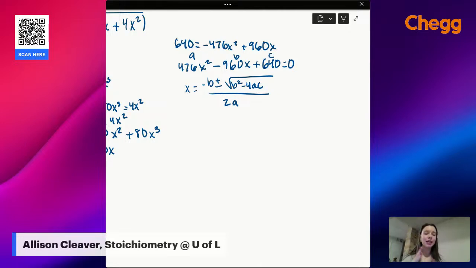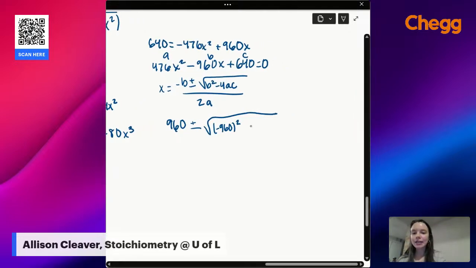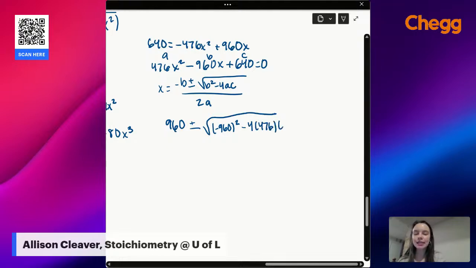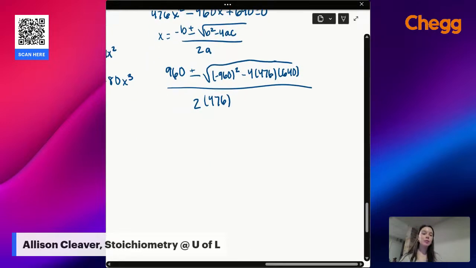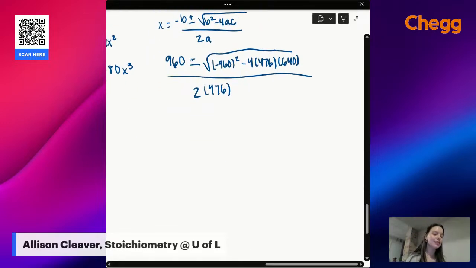So now we just need to plug those numbers into that quadratic formula. So negative b, negative 960 is just a positive 960, then plus or minus the square root of b squared, so negative 960 squared, minus 4 times a, which is 476, times c, which is 640, all over 2 times a, 2 times 476. Now, let's put that in our calculator and solve that.